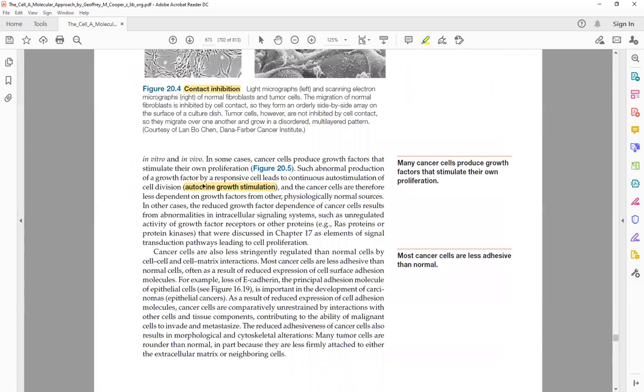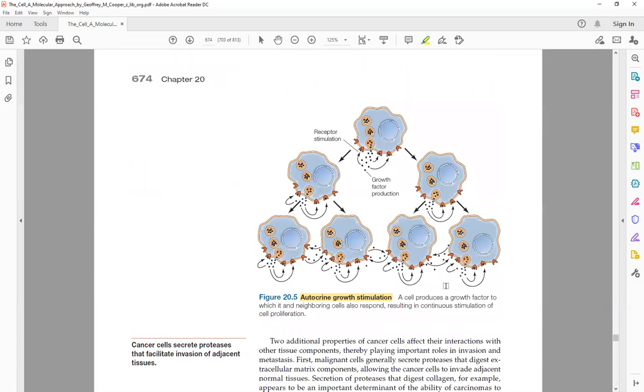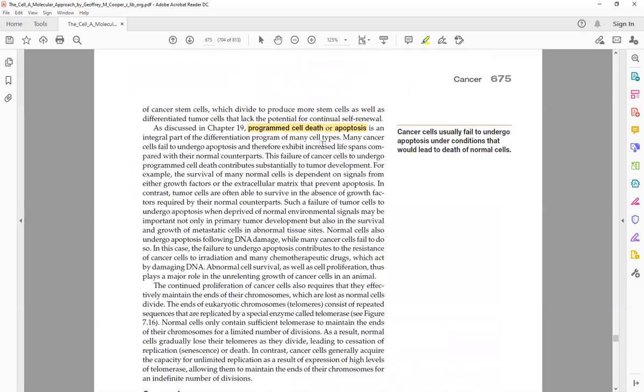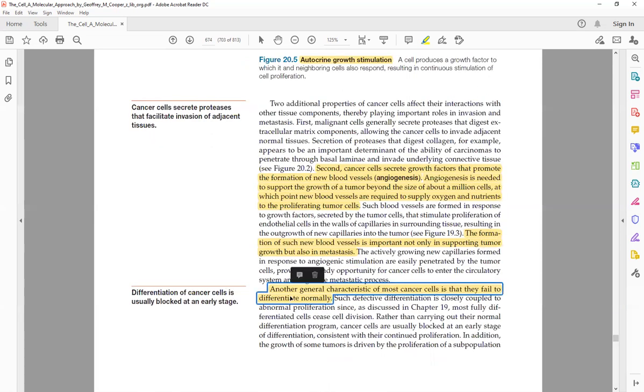Then these cancer cells undergo autocrine growth stimulation within themselves. Then these cancer cells have the ability to undergo angiogenesis. That means they can lead to the formation of blood vessels. And then the next point, these cancer cells do not undergo programmed cell death, which is commonly referred to as apoptosis. They do not undergo terminal differentiation. Terminal differentiation is also completely absent in the case of cancer cells.